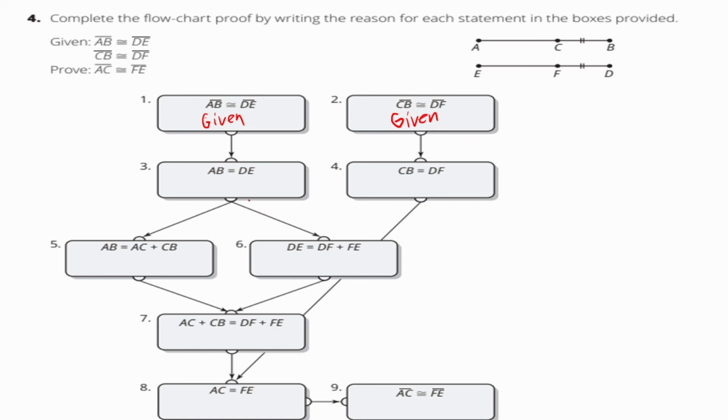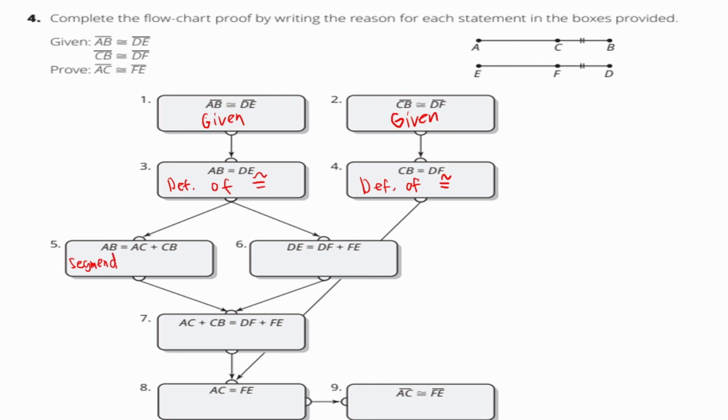Then they both have a line and they both do the same thing. They change their congruent sign to equal sign. That is our definition of congruence. I'm going to abbreviate to def of, and I'm going to put the congruent symbol. So definition of congruence. And next up, we see that number 3 splits into 5 and 6. And this says that AB is equal to AC plus CB, which if we notice, AB is equal just to these two smaller segments. This is our segment addition postulate.